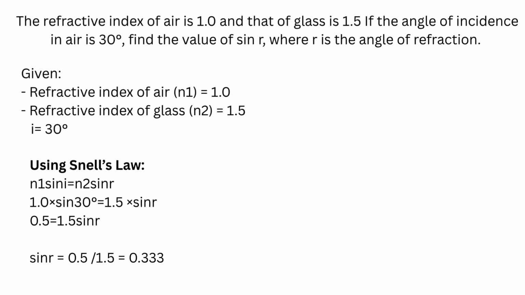Let's do a simple problem. Given the refractive index of air as 1, refractive index of glass is 1.5. The angle of incidence in air is 30 degrees. We are asked to find the sine of angle of refraction. So using Snell's law, we have n1 sin i is equal to n2 sin r. Substituting the given values, we get sin r is equal to 0.33.